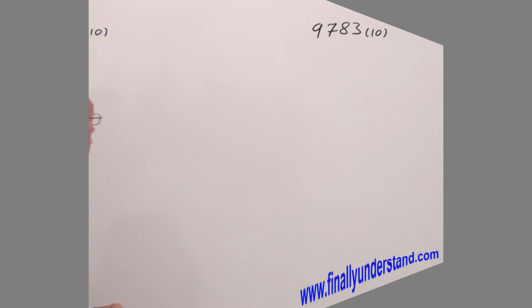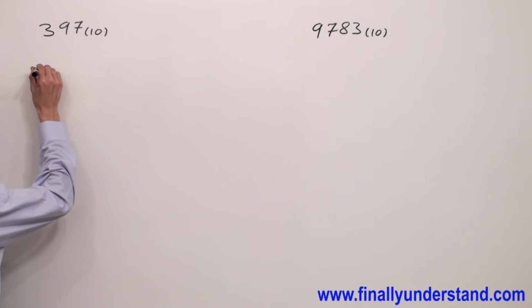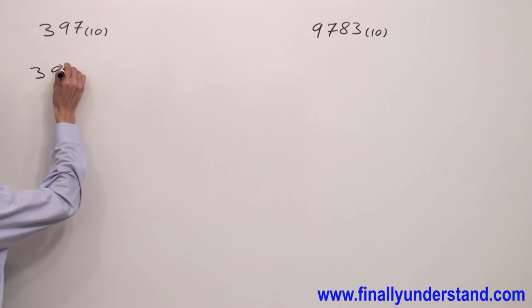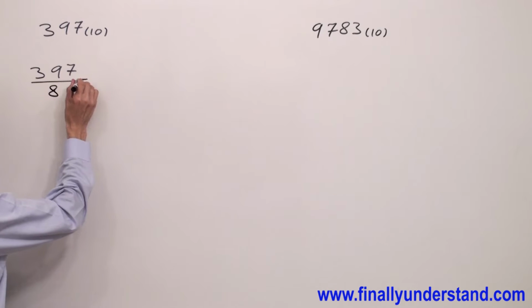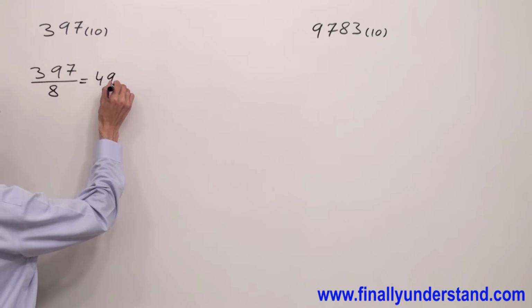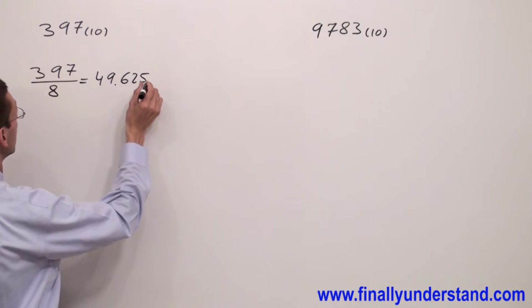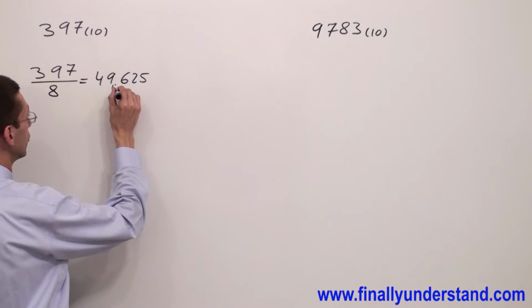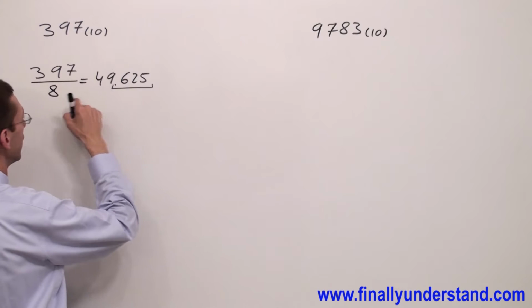Let's take a look at these examples. Again, we're supposed to perform the division by 8. We have 397 divided by 8. This is equal to 49.625. Again, you're supposed to take the fractional part of this number and multiply by 8.